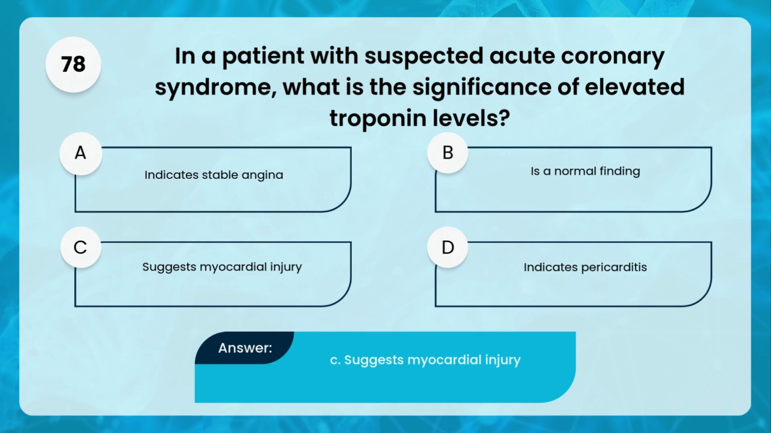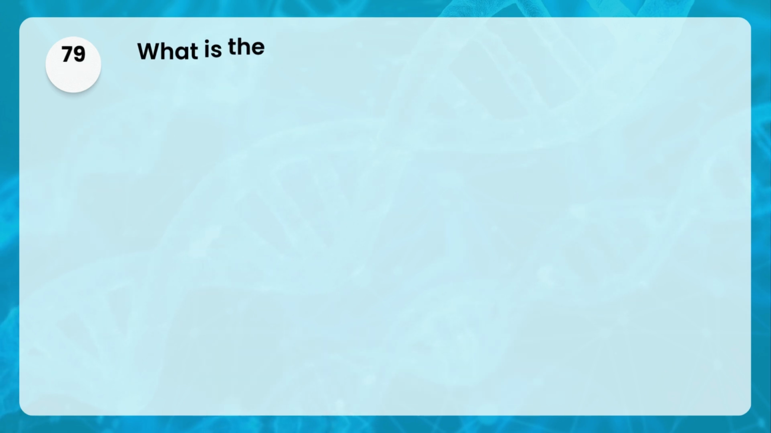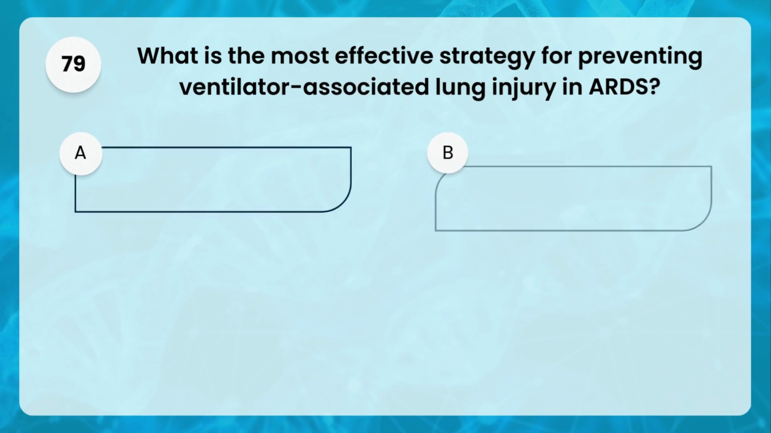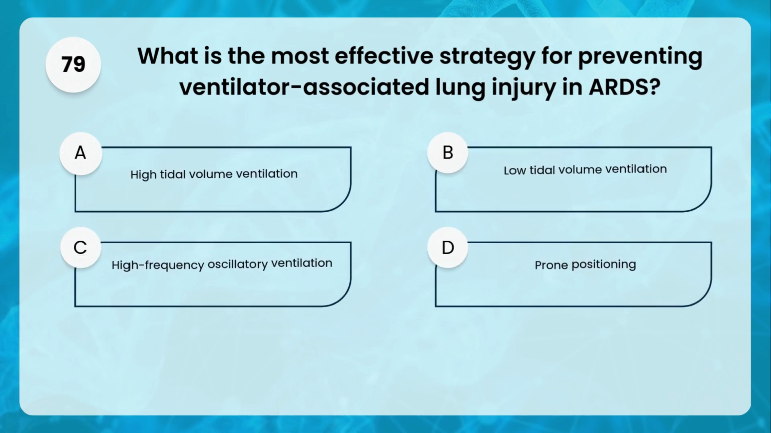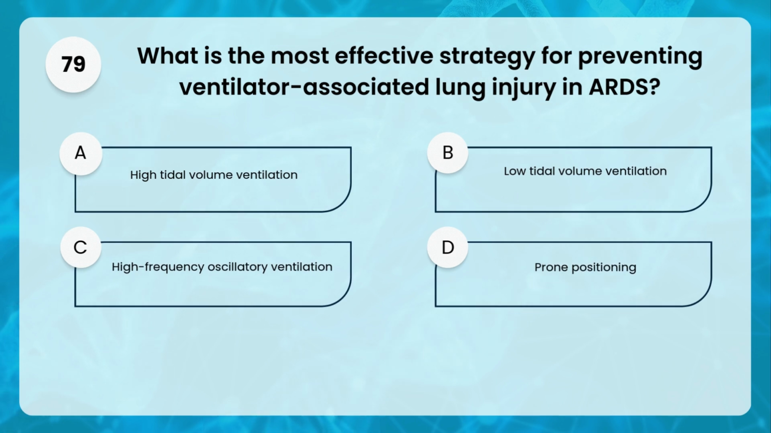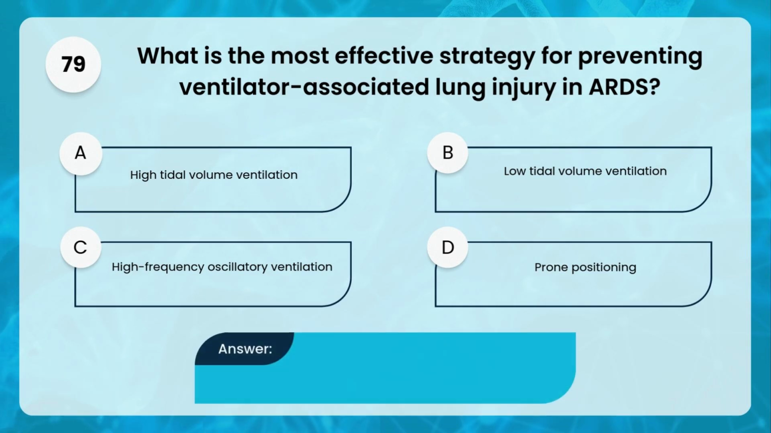Suggests myocardial injury. 79. What is the most effective strategy for preventing ventilator-associated lung injury in ARDS? A. High tidal volume ventilation. B. Low tidal volume ventilation. C. High-frequency oscillatory ventilation. Or D. Prone positioning. The answer is B.